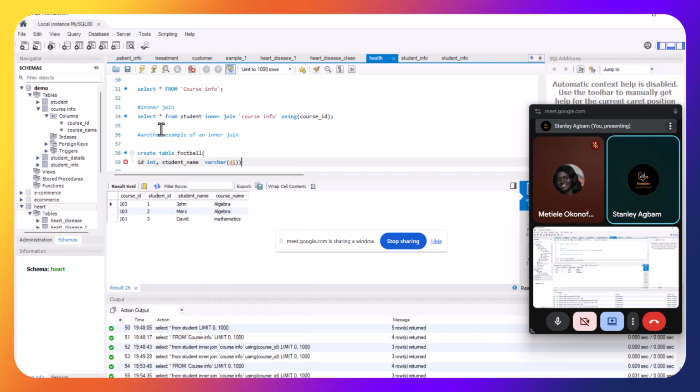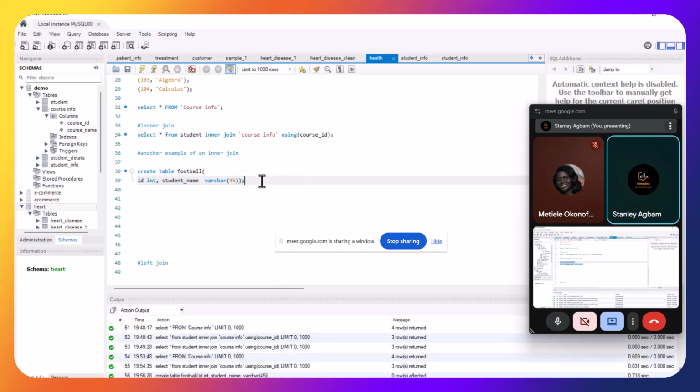Then we'll do it for cricket as well. Cricket ID, an integer, student's name, which is a varchar 45. Then ID, which is an integer. This ID is basically the football ID.